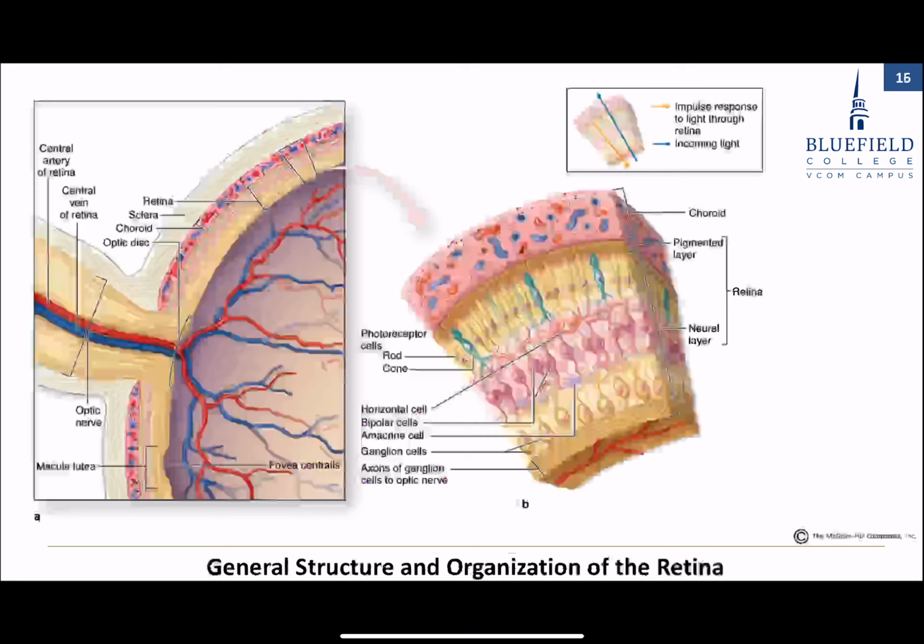This would then be an enlargement, a drawing of the retina. Here is my choroid. And the retina has a layer of pigmented cells right here, and then 1, 2, 3 layers of neurons, in terms of making up that tunica interna.